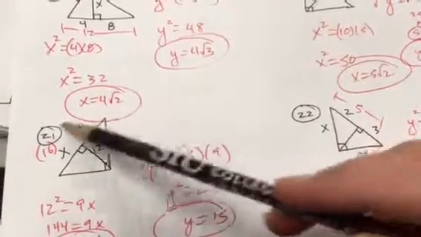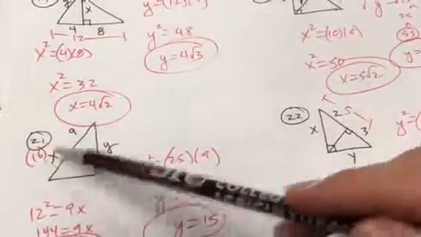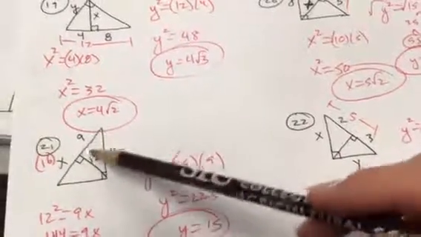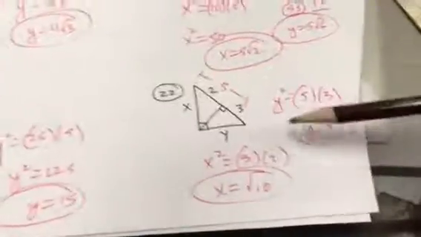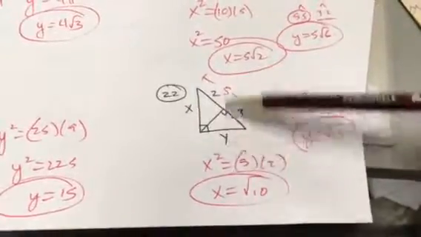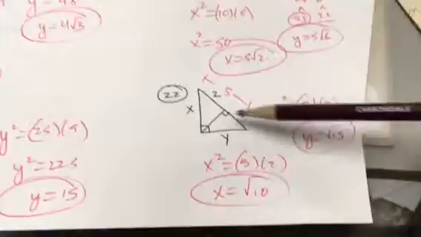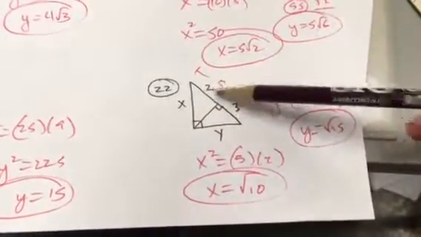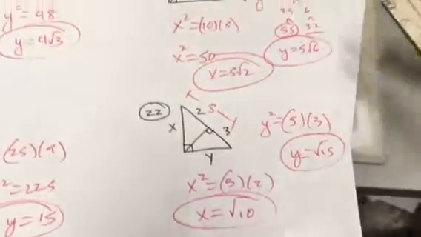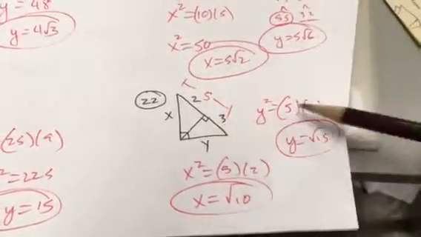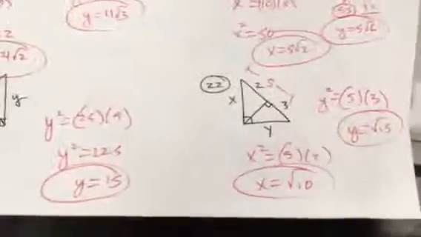So leg squared is the whole hypotenuse, 16 plus 9 is 25, times the part of the hypotenuse that touches that leg, 9. The square root of 225 is 15. X and y are both legs. The whole hypotenuse is 5. X squared, leg squared, is equal to the whole hypotenuse 5 times the part it touches. Root 10 is it. And then y squared is the whole hypotenuse 5 times the part it touches, 3. The square root of 15 is your answer there.